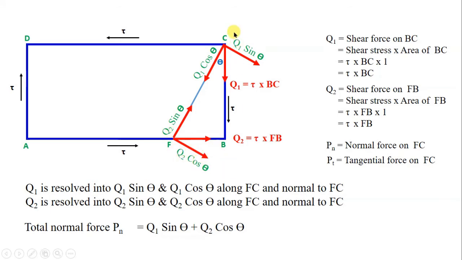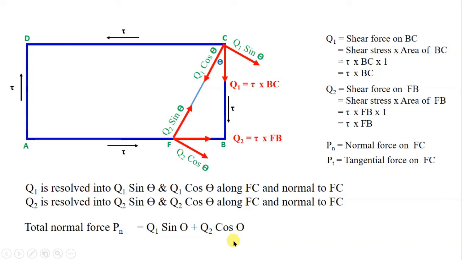I will explain how it is. This normal force Pn is perpendicular to the face FC, that is the oblique plane. So there are two resolved forces perpendicular to the oblique plane, one due to Q1 and another due to Q2. Due to Q1, that is Q1 sin theta, and due to Q2, that is Q2 cos theta. These two are in the same direction, so we are using plus. So Pn is equal to Q1 sin theta plus Q2 cos theta.